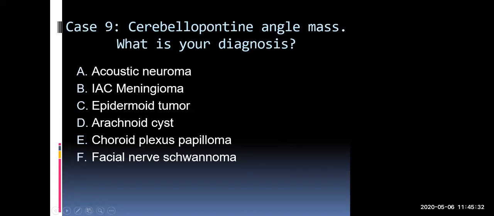So what are we dealing with? Is this an acoustic? Is this an IAC meningioma? Are we dealing with another epidermoid, arachnoid cyst, choroid plexus papilloma, or is this a facial nerve schwannoma? I'll let you think about it for a minute.